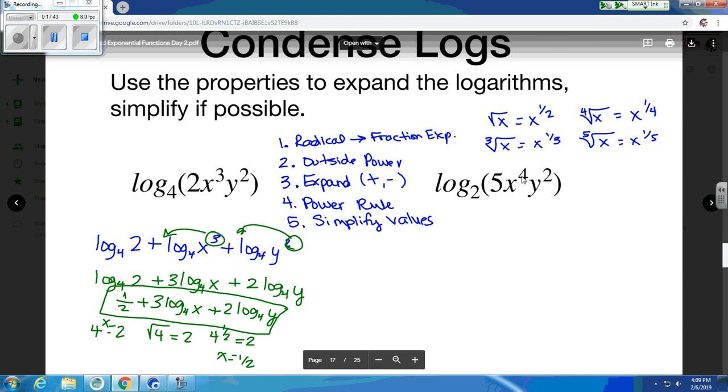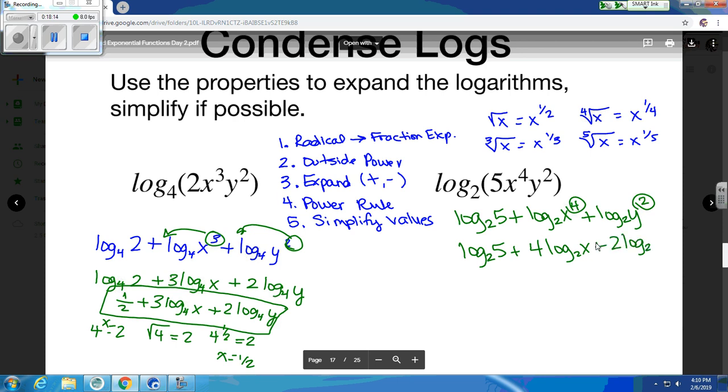Log base 2 of 5x to the 4th y squared. No radical to change, no outside power, so I start off with expanding. Log base 2 of 5 plus log base 2 of x to the 4th plus log base 2 of y squared. My powers are going to come down to the front. Log base 2 of 5 plus 4 log base 2 of x plus 2 log base 2 of y. I can't simplify log base 2 of 5, so this is my answer.